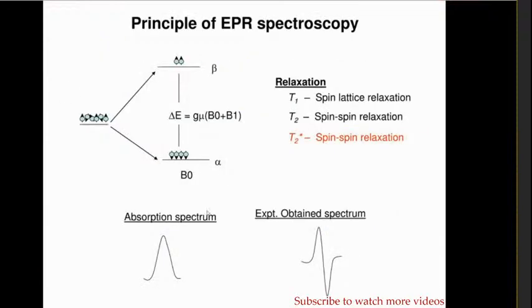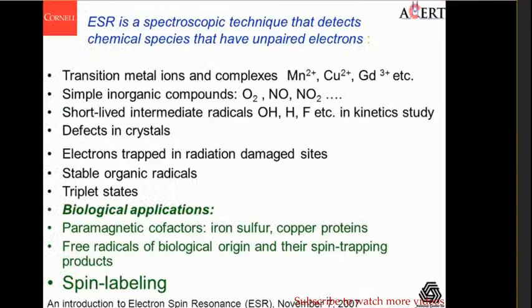Here, there is an absorption spectrum of the compound. The electron spin spectrum looks like this. Here we can measure the different ion complexes. We can find the inorganic compounds. All these things happen in electron spin resonance. In biological applications, it is used for the detection of sulfur, copper, and free radicals.